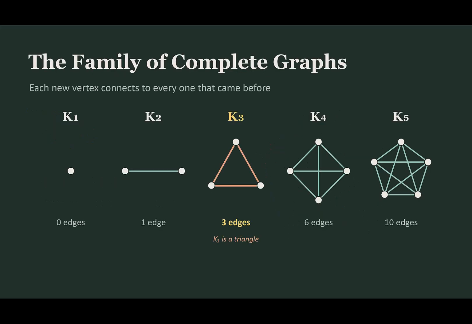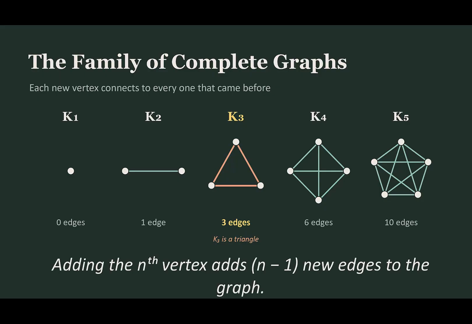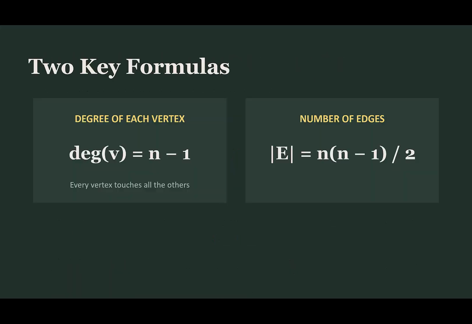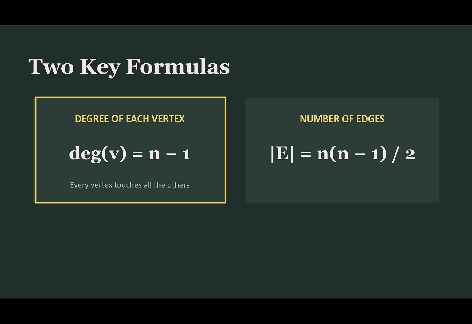So let's stop and look at what we've done. Every time we add a new vertex, we have to connect it to every other vertex in the graph. What we find is when we add the nth vertex, we add n-1 new edges to the graph. That gives us two key formulas. The degree of each vertex in Kn is equal to n-1. Every vertex touches all others.